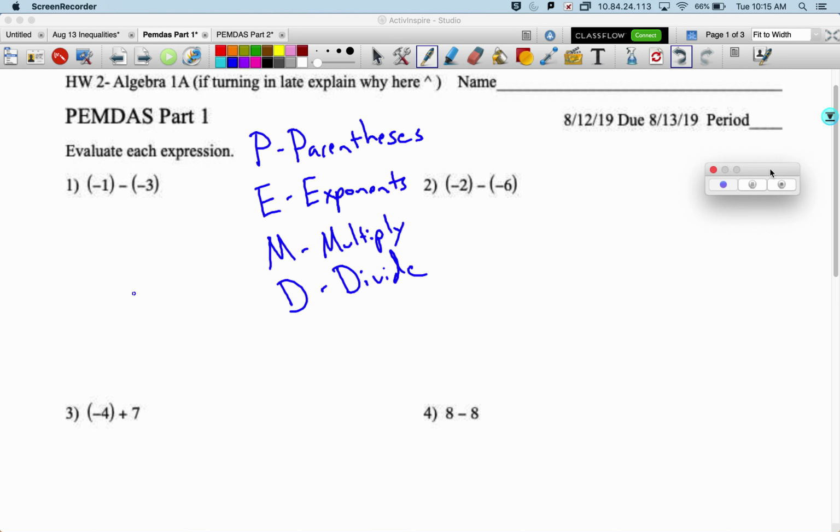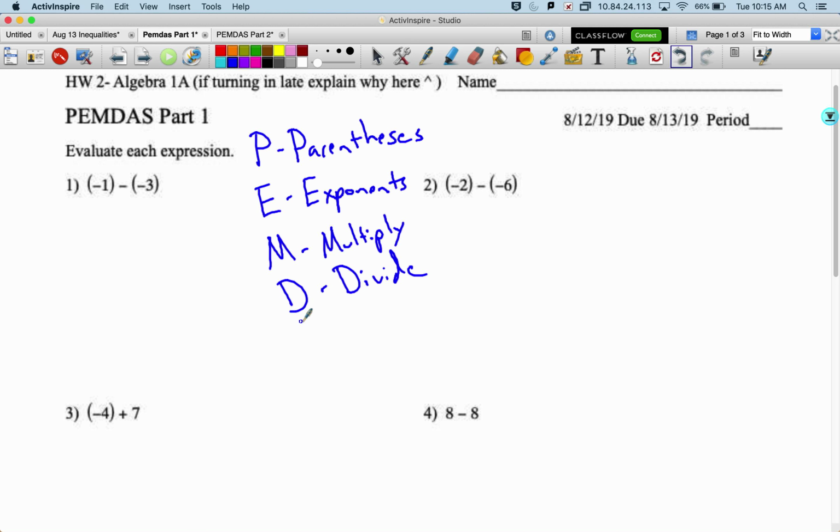This is going to be our homework help video for PEMDAS Part 1. I've already started writing out what PEMDAS stands for. The P is for parentheses, E for exponents, M and D are for multiply and divide, and those are done together left to right, and A and S are for add and subtract, and those are done together left to right.